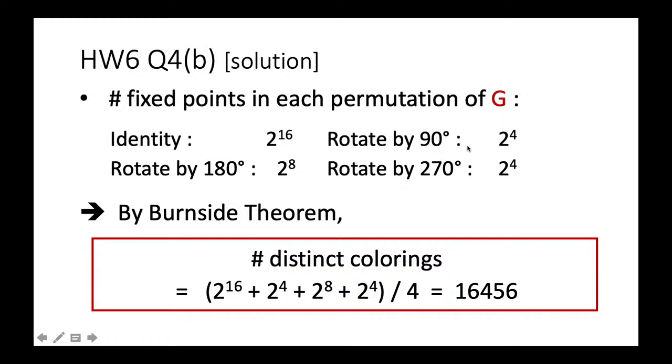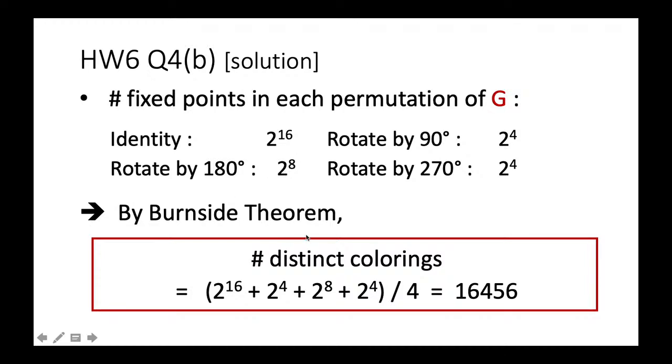There are 2 to the power 4. And similarly, rotate by 270, there are 2 to the power 4 as well. And how about rotation by 180? So for rotation by 180, we need the opposite corresponding points to be colored in the same way. And then we can find that the 16 squares can be partitioned into 8 pairs. So for each of the 8 pairs, we can choose a color for it. So therefore, the number of fixed points here is 2 to the power 8.